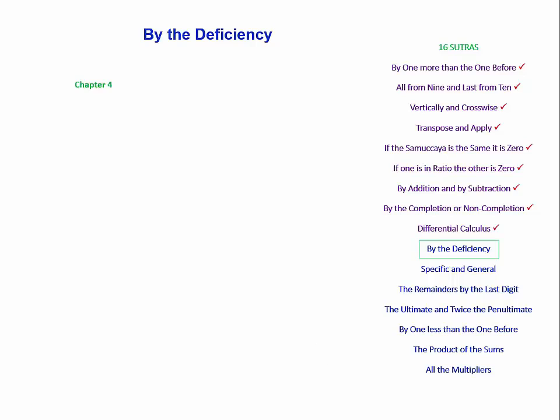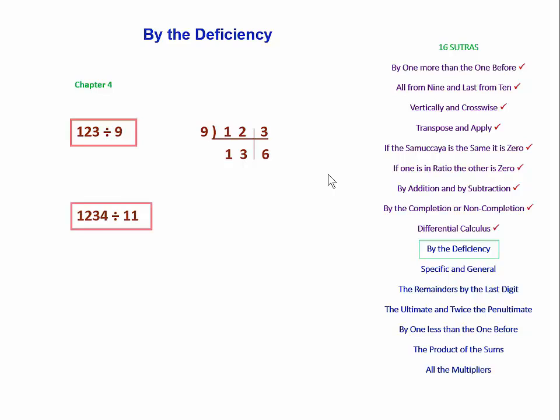By the deficiency, Yawadunam, this is given by Tirtji in chapter 4, and we know how we can divide by 9 very easily using the fact that 9 is 1 below 10. And here it goes, we put the 9 there and the dividend here, then we bring down the 1. 1 and 2 is 3, 3 and 3 is 6, we get 13, remainder 6, using the deficiency. If the divisor had been 8, then we would be doubling before we add on, because the deficiency is then 2. And similarly, 11 is 1 over 10 rather than 1 below as we had here. So that works a little differently.